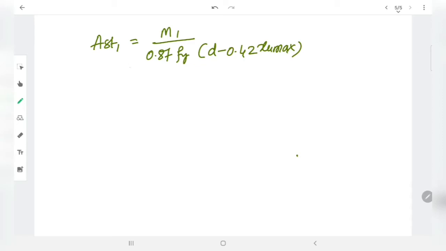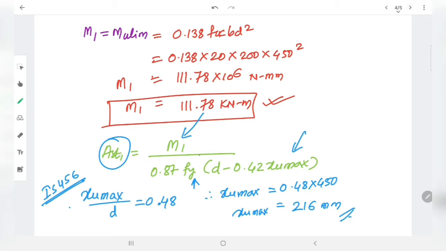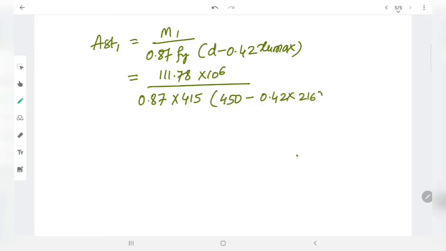Okay, so here M1 is nothing but 111.78 into 10 to the power of 6. I must write these values in Newton mm itself, because the remaining values are in Newton and mm. Here also it is Fe 415. This is Newton per mm square. D is 450 mm minus 0.42 into XU max we have calculated here, that is 216. I'll write 216 here.